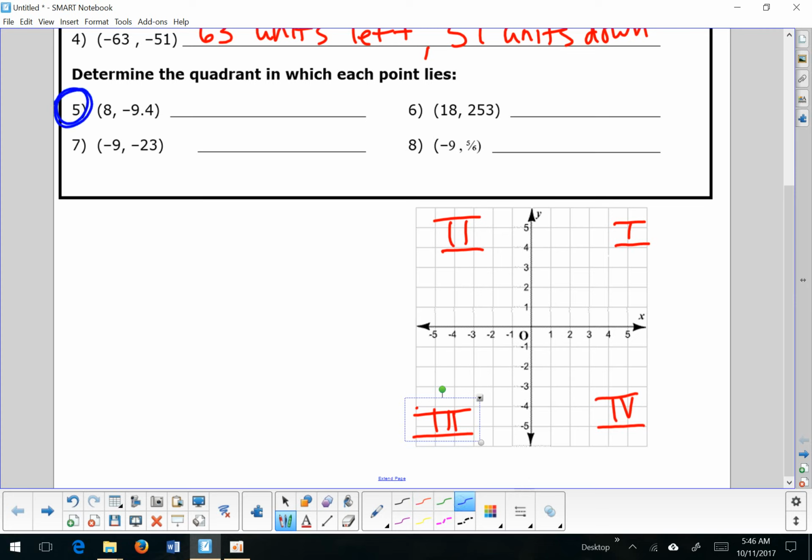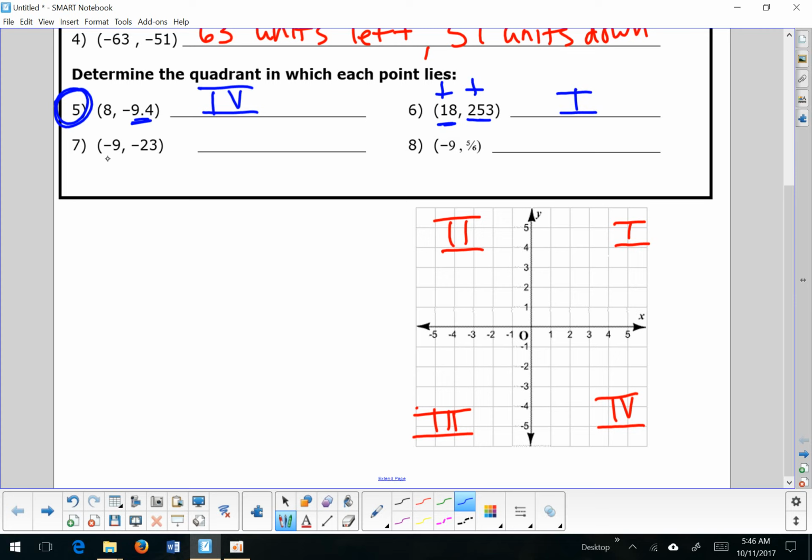So for question number 5 here, if I move 8 units on the x-axis, 8 units would be to the right, and then I move negative 9.4 units on the y-axis, negatively. If I move positive on the x and negative on the y, I would be located in quadrant 4. Question number 6. If I'm going to move positive 18 units on my x, that would be positive and positive. If everybody's positive, right and up, I would be in quadrant number 1.